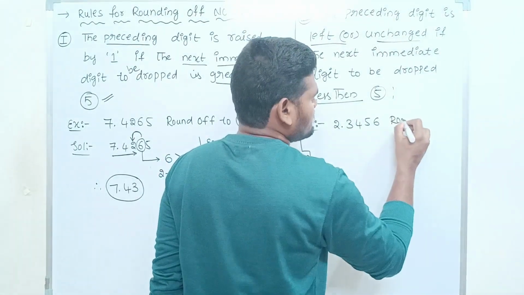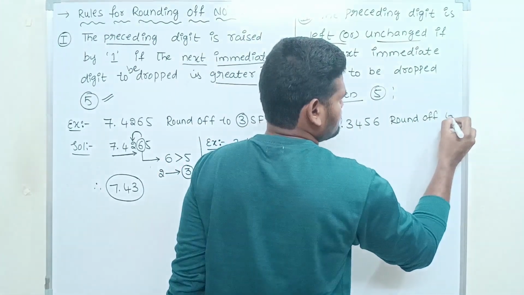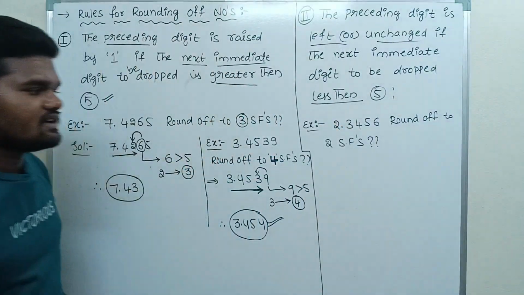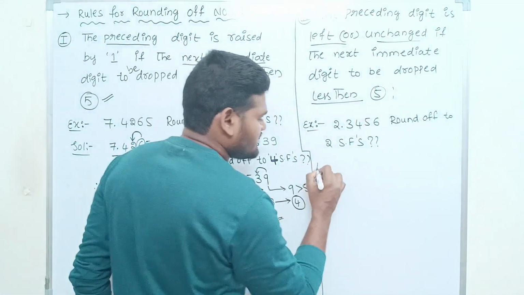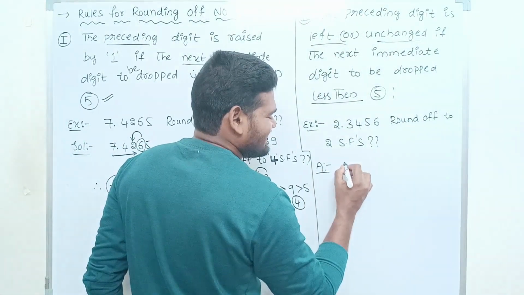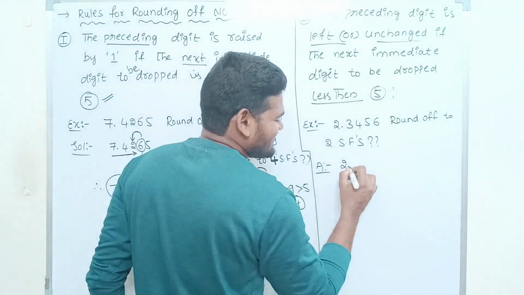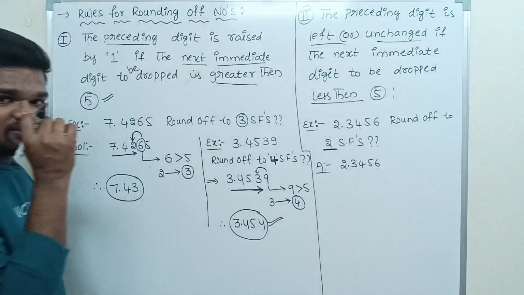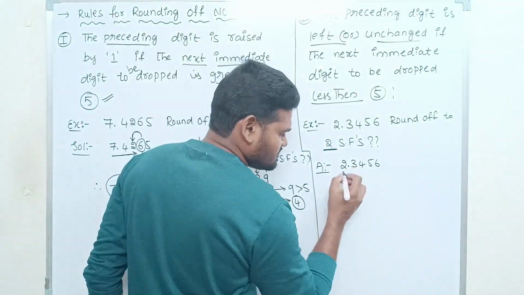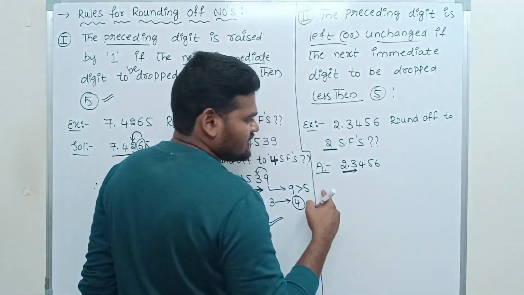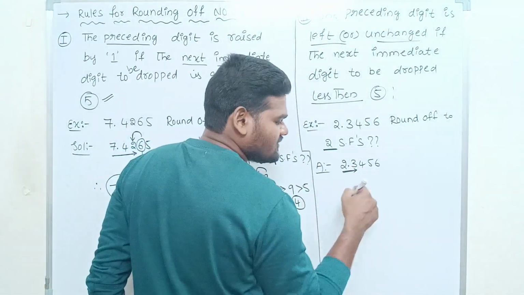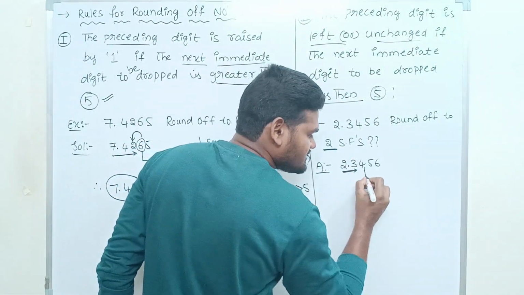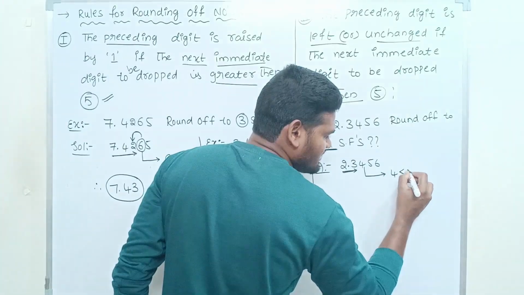2.3456, round up to two significant figures. So what do we have to do? Observe carefully. Try to do the solution. 2.3456, till two significant figures we have to round off. So 1, 2. These are the two significant figures. Now what do we have to check? Before rounding up, we have to check the next immediate number. The next immediate number is 4. 4 is less than 5.